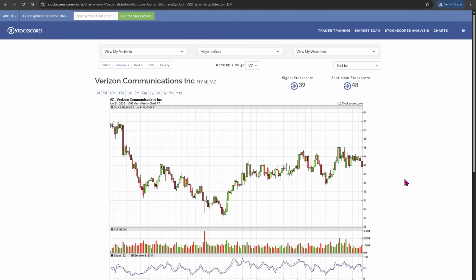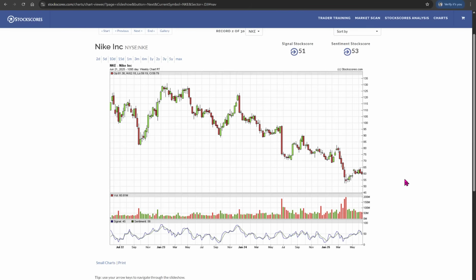All right, so next one, I just hit the right arrow. Nike. This is a stock to avoid. The sellers are in control. We can say that because the tops are falling on the chart. There are no rising bottoms. So the sellers are in control. Until this downward trend line is broken, I would avoid this stock.